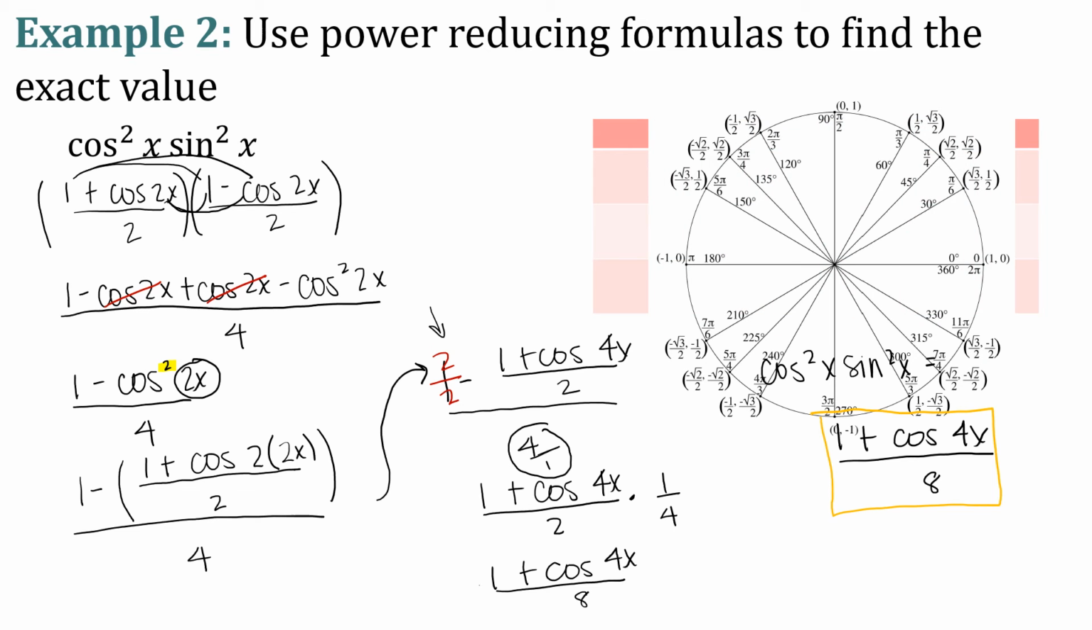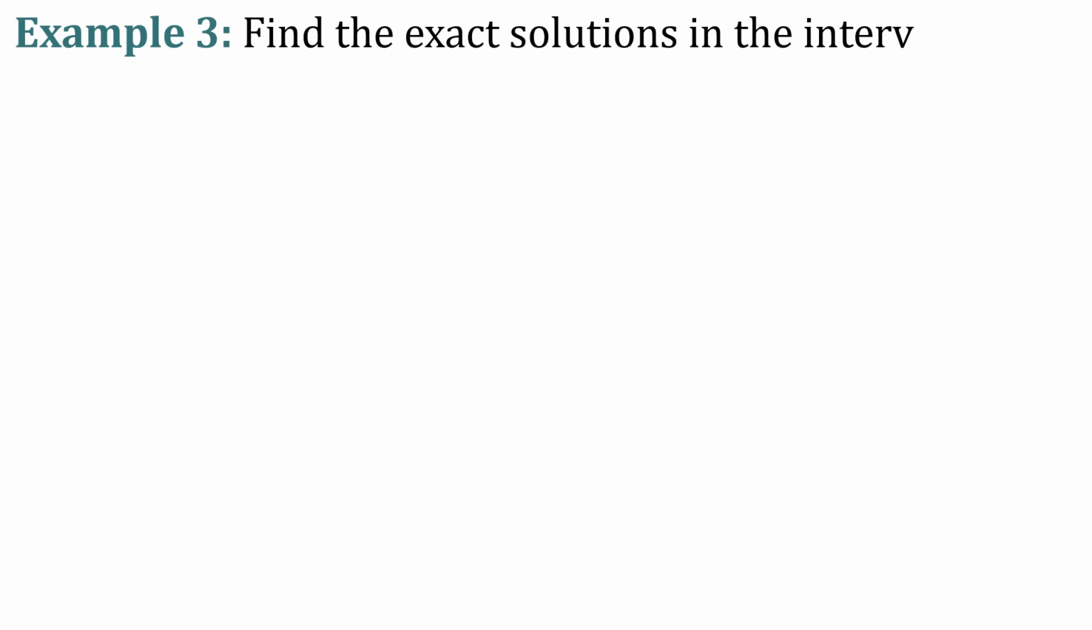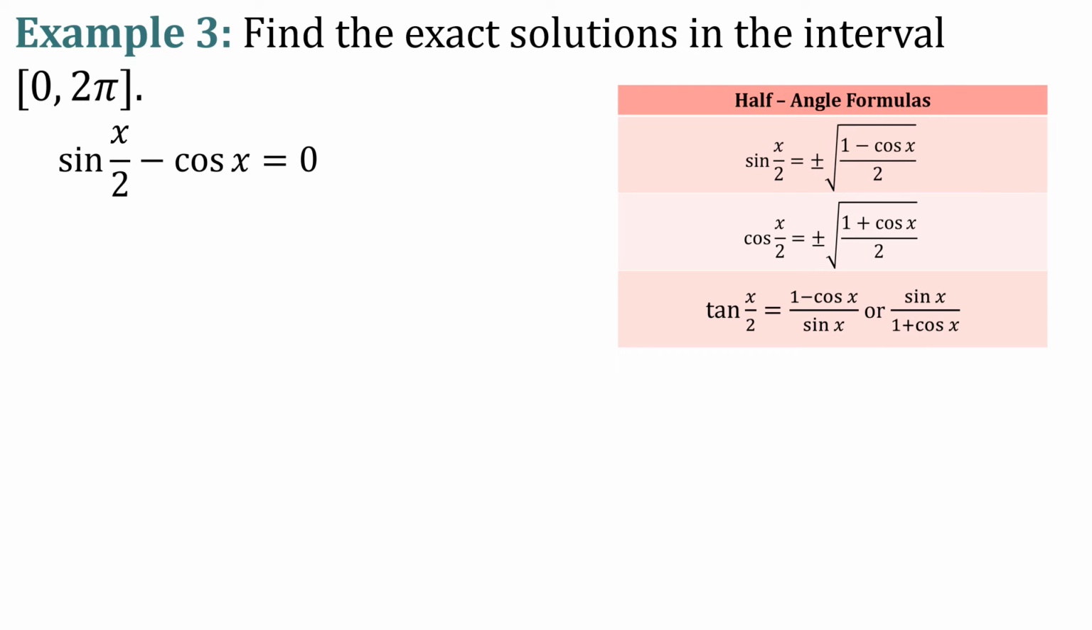Let's do another. Okay, in this example, we're going to find the exact solutions in the interval from 0 to 2 pi. So this time we actually have an equation. 0 to 2 pi tells me that I'm going to reference the unit circle, and then I see the equation sine of x over 2. The x over 2 lets me know that I'm going to use the half angle formulas. So here, I'm going to need to plug in the 1 minus cosine x over 2. I don't know if it's going to be plus or minus, but we're going to take care of it in just a minute. 1 minus cosine x all over 2 minus cosine of x.